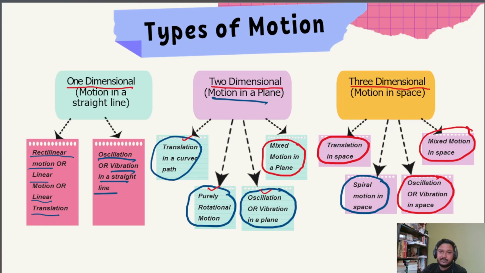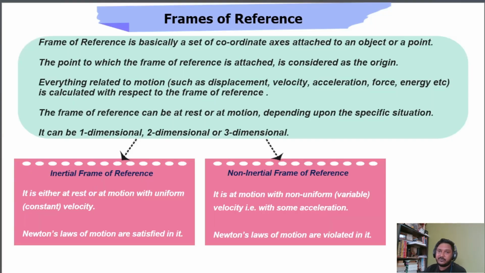So the next part will be the frames of reference. To explain a motion, we basically need frames of reference. Now what is a frame of reference? As you can see on the screen, a frame of reference is basically a set of coordinate axes attached to an object or a point.